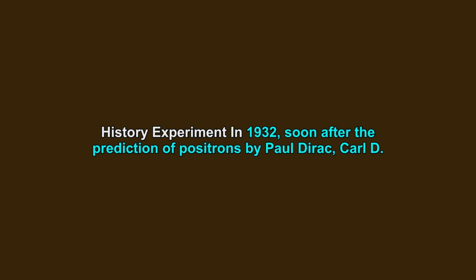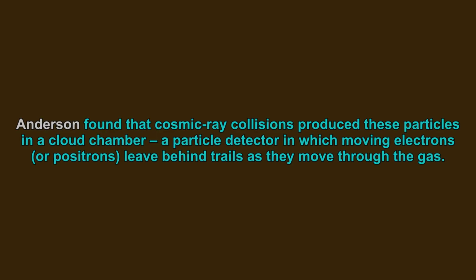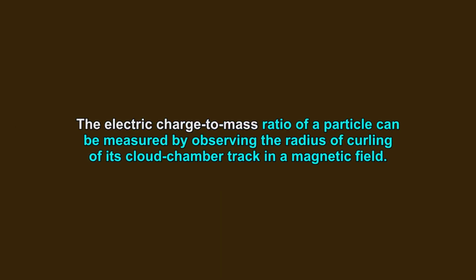History. In an experiment in 1932, soon after the prediction of positrons by Paul Dirac, Carl D. Anderson found that cosmic ray collisions produced these particles in a cloud chamber, a particle detector in which moving electrons, or positrons, leave behind trails as they move through the gas. The electric charge-to-mass ratio of a particle can be measured by observing the radius of curling of its cloud chamber track in a magnetic field.